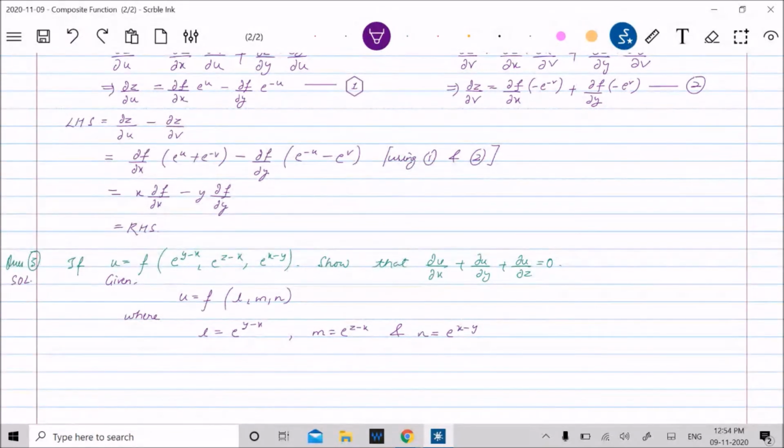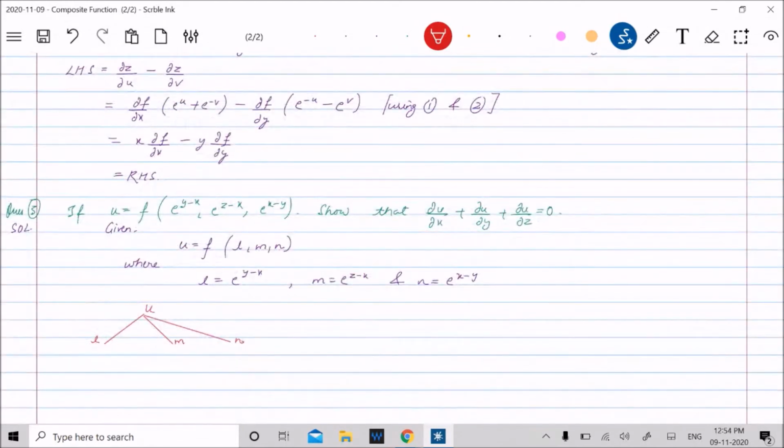The family tree is something like this. U is sitting at the top of the hierarchy. U is depending on l, m, n, so I will be making three branches going out from u. One is l, another is m, and the third branch is towards n. Now, please pay attention. This is very important.